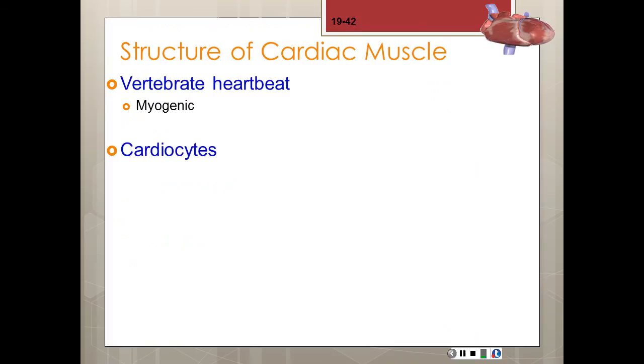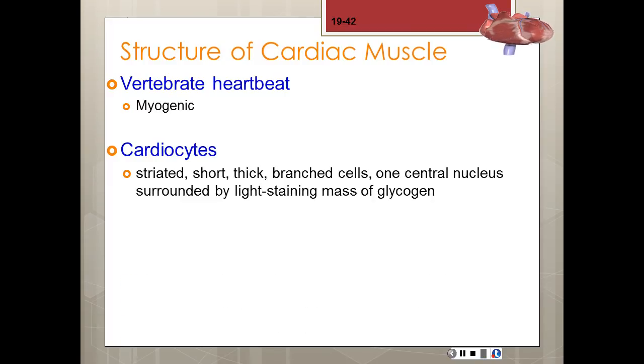Now look at the cardiac muscle and the conduction system. Let's deal with the structure at first. Now the vertebrate heartbeat is myogenic, meaning that the signal for contraction originates within the heart itself. So I hope you guys are going to remember what myogenic means. It's the signal for contraction that originates within the heart itself.